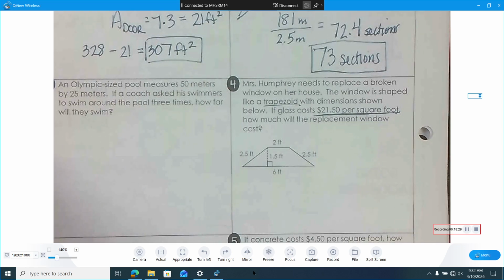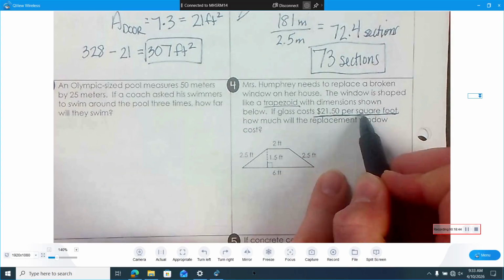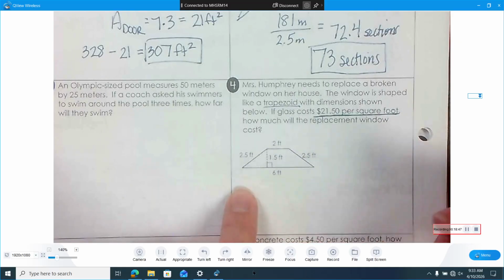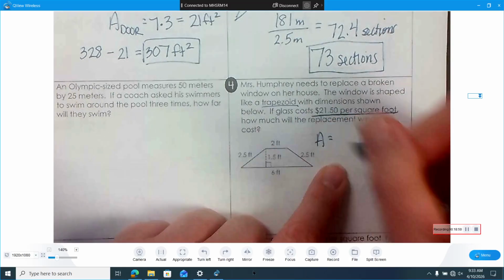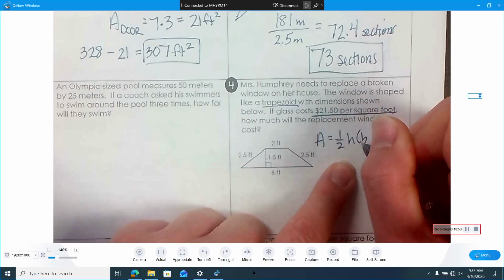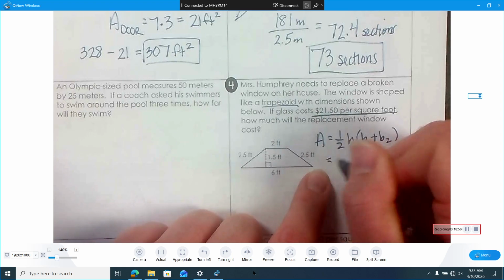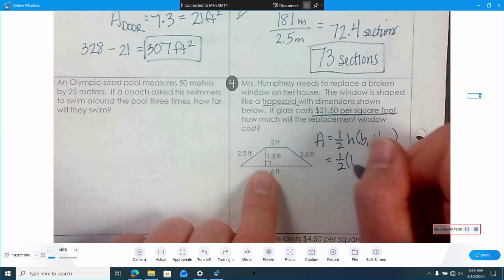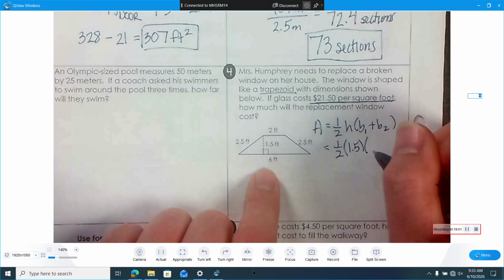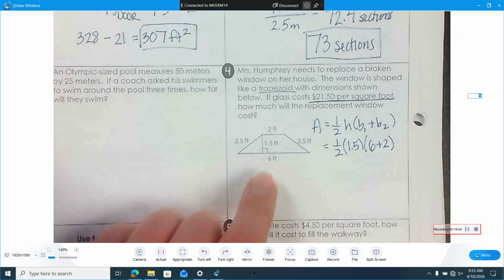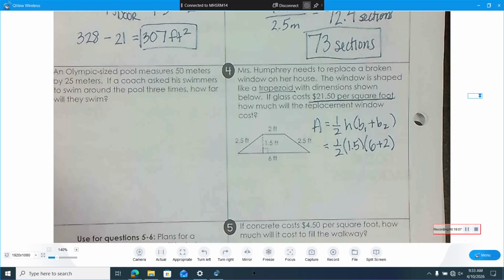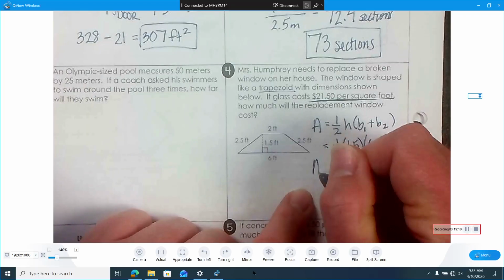Per square foot. If it's square feet, do you think we need perimeter or area? Area, okay. Paying attention to the units can be super helpful. So because I know that we're talking about $21.50 per square foot, I need to know the square feet of the window. So I want the area of our trapezoid here, which I know is 1/2 times height times base 1 plus base 2. So I'm going to plug in. My height is 1.5. And my base 1 is 6, and my base 2 is 2. Will you go ahead and plug that in?